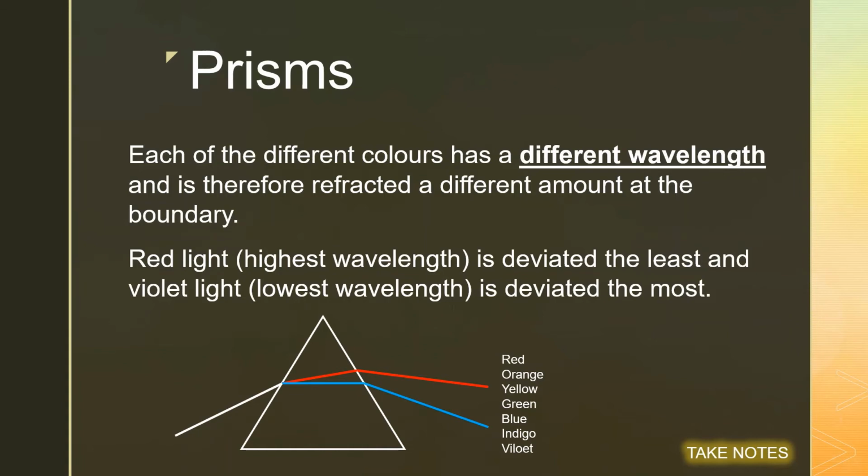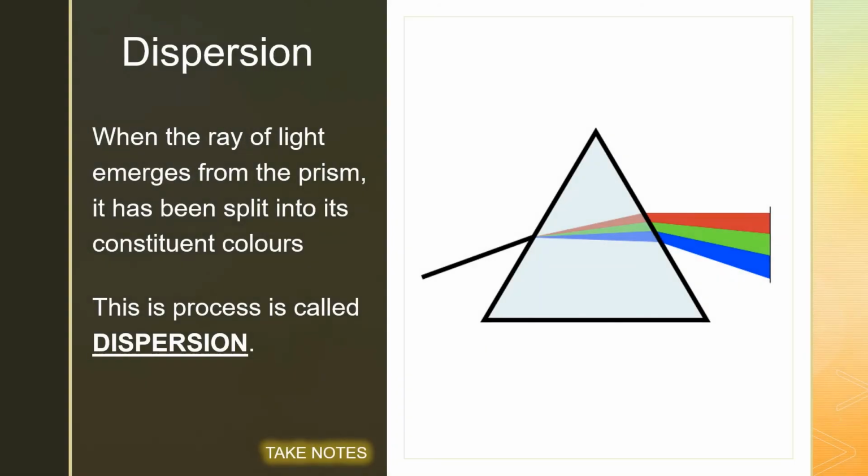I really want you to remember that. I use a nice mnemonic to remember it myself. That's Richard of York gave battle in vain. But you can use any mnemonic if you would rather just learn that list. But please do remember the order in which those colours come out of a prism. So it's this splitting of light into its constituent colours that we call dispersion.